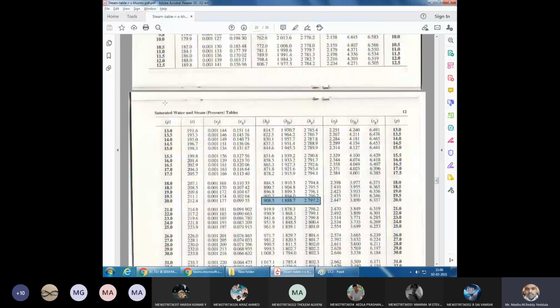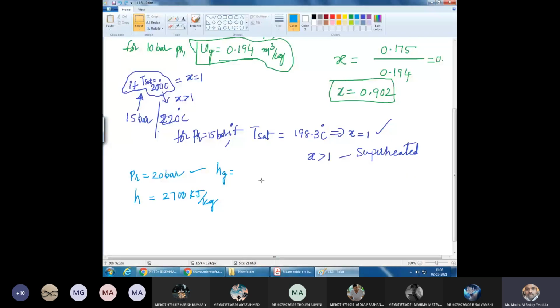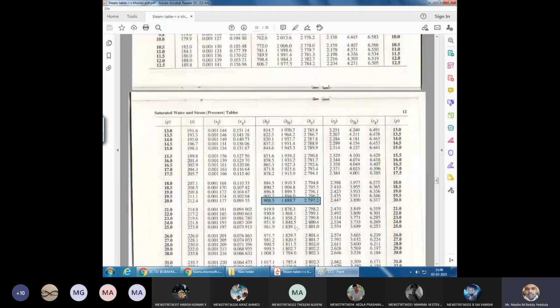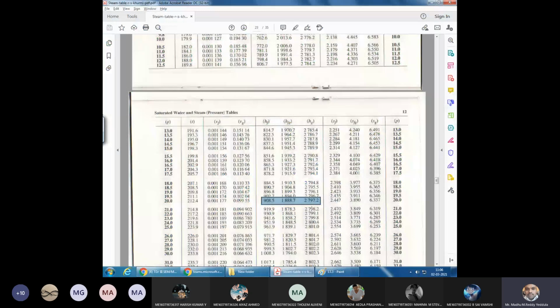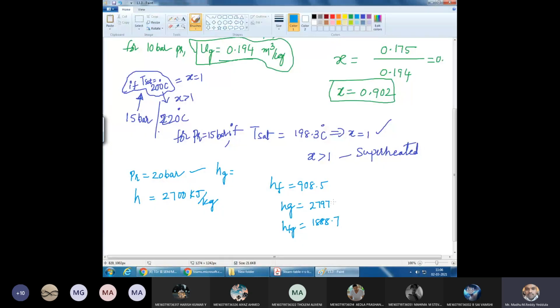HF is equal to 908.5. HFG is 1,388.7. HG is 2797.2. All units are in kilojoules per kg. Now what I am going to do? I will calculate the enthalpy corresponding to this particular one. What is the dryness fraction corresponding to these three values? Can anyone tell me?